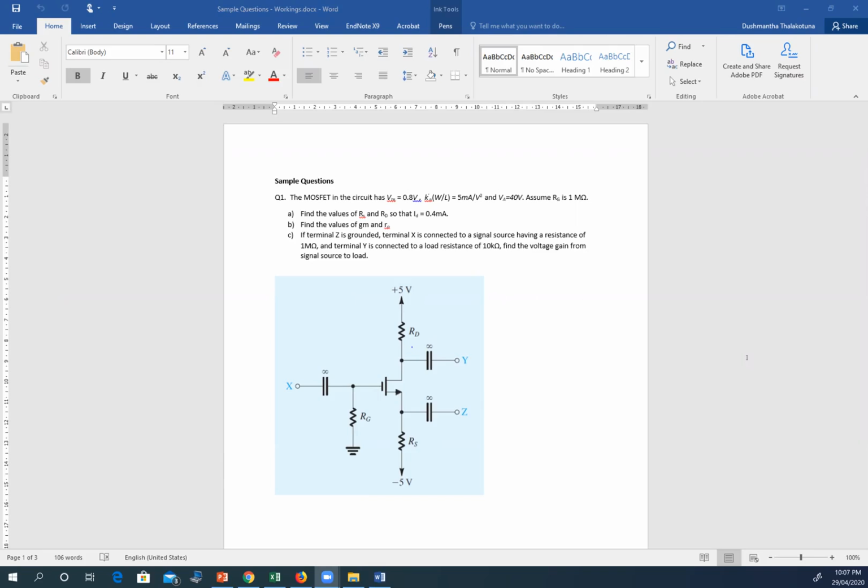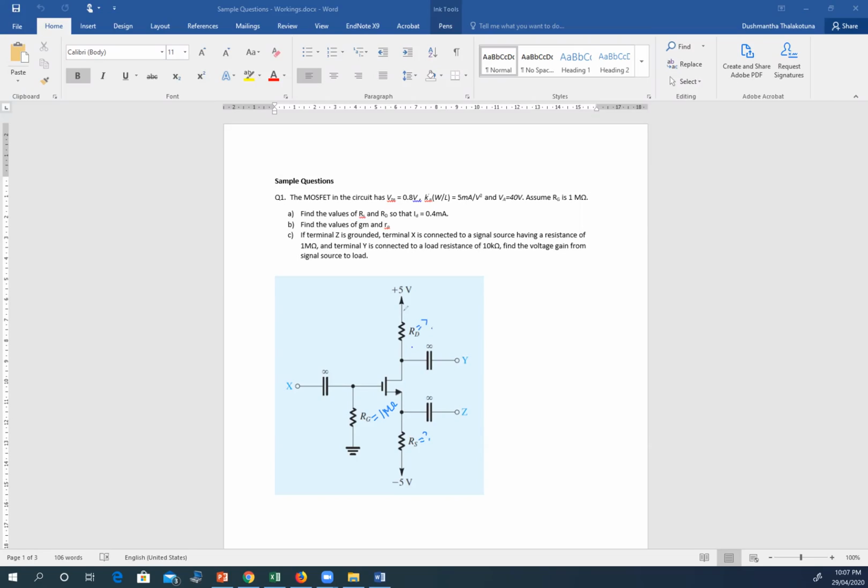Okay, now the first question talks about a MOSFET as an amplifier, and it's given some parameters: the threshold, Kn W over L, and VA, and it's given an assumption of RG, which is 1 megaohm. The first question, part A, asks: find the RS and RD so that ID equals 0.4 milliamps. This part A is similar to a short answer question in your exam. What it's asking is to find this value and this value.